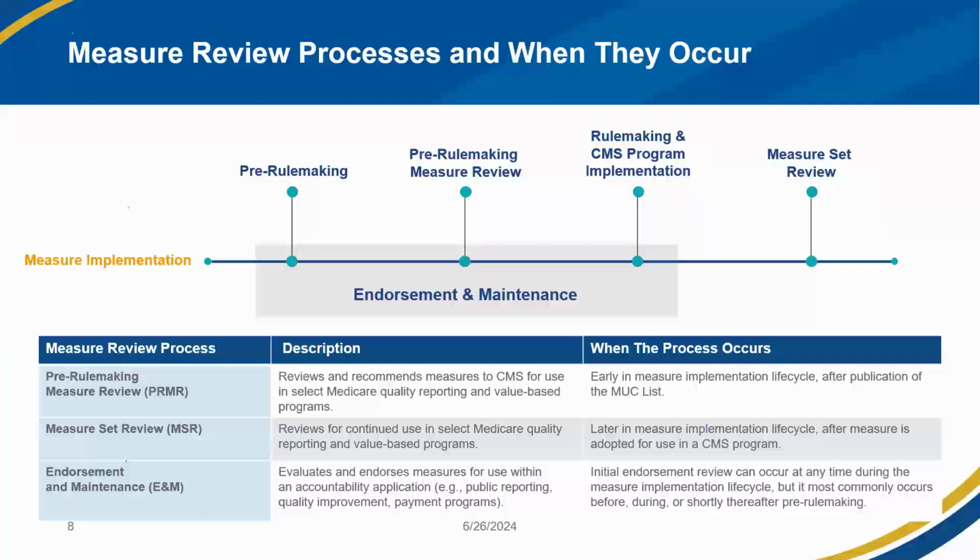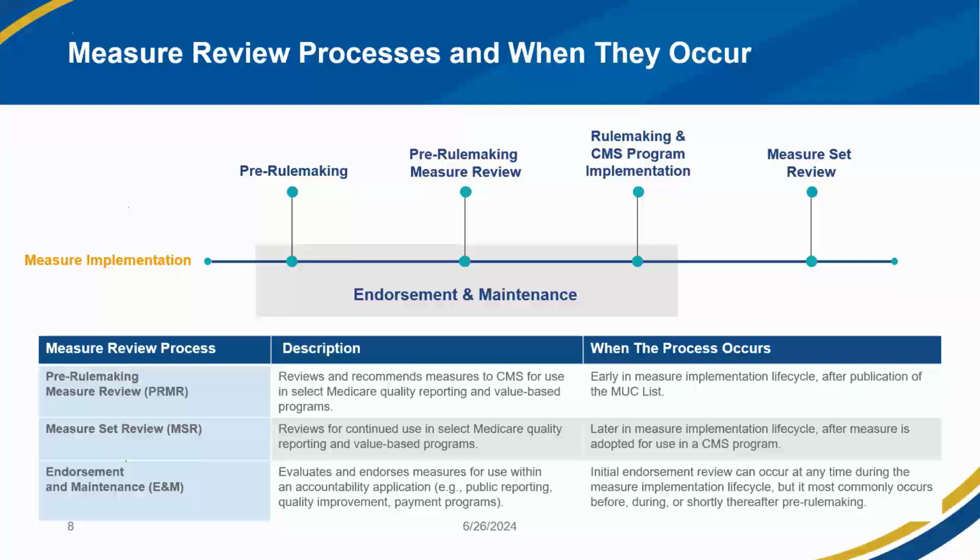The three measure review processes in today's presentation occur during the measure implementation phase, when a measure progresses from the development state into an active in-use state. The review of quality and efficiency measures for use by the Department of Health and Human Services in select Medicare quality reporting and value-based programs begins with pre-rulemaking, shown by the first milestone on this timeline. A measure may then proceed to a pre-rulemaking measure review, or primer process, and if selected for implementation, the measure will be proposed through federal rulemaking, and if finalized, implemented into the applicable CMS Medicare quality reporting or value-based program.